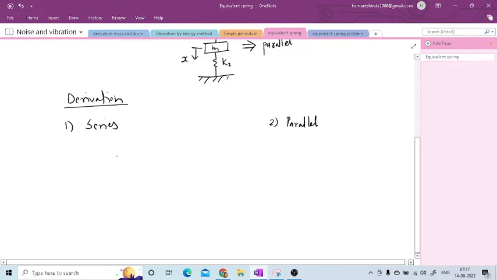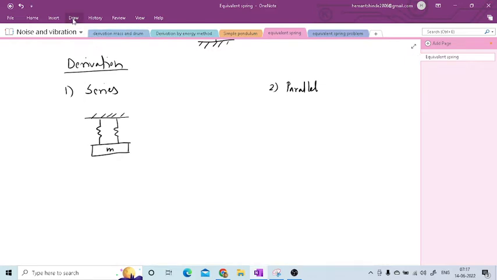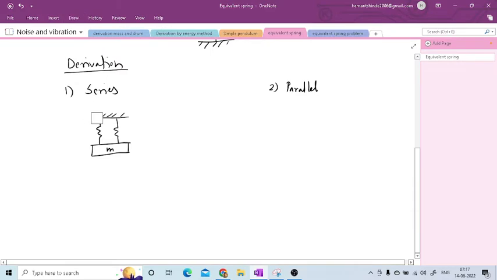Okay, now in the series combination, for study purpose I am going to consider only two springs. So consider a one spring mass system with two springs attached to one mass. Sorry, I have taken a parallel combination. I will convert it into the series combination. In the series combination, I will have to consider two springs in series. Okay. Now this is the series combination.